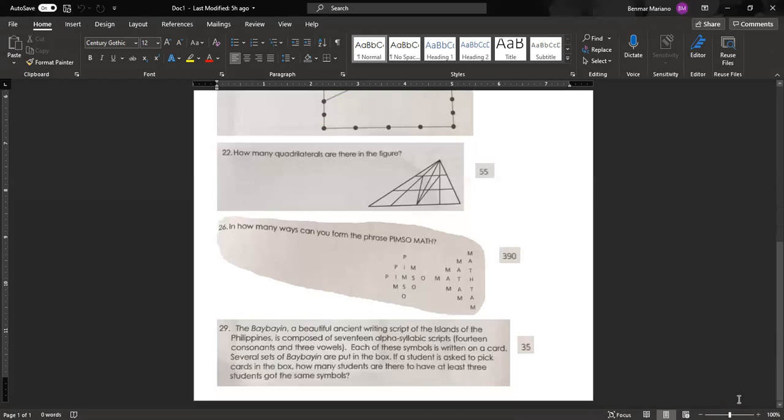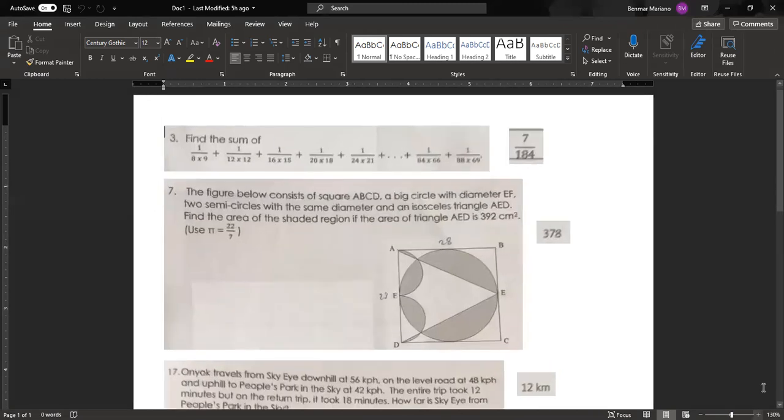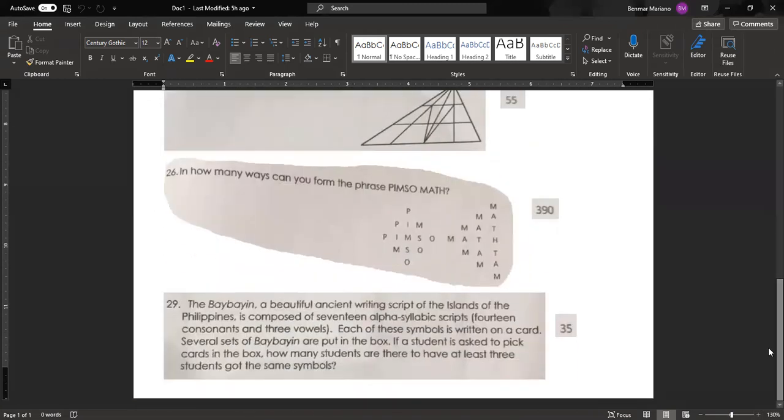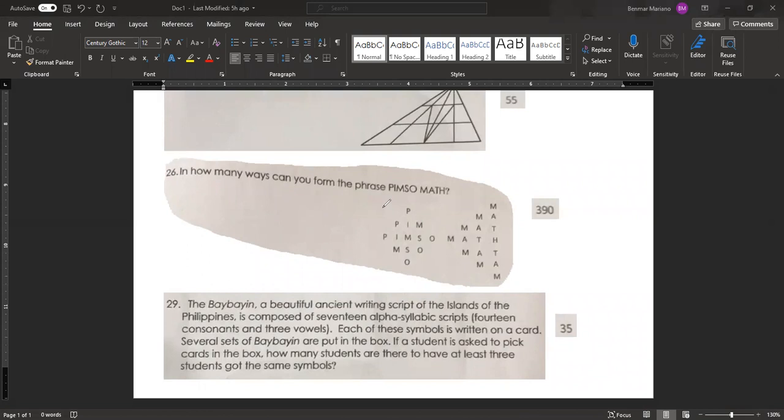Now, let me make it a bit larger. Okay, so number 26. If you encounter this one, first, let us count how many ways we can form the word PIMSO in this one. So, how do we do that one? Like this. I'm just going to put blanks. Blanks here are the letters. So, we will use numbers now.